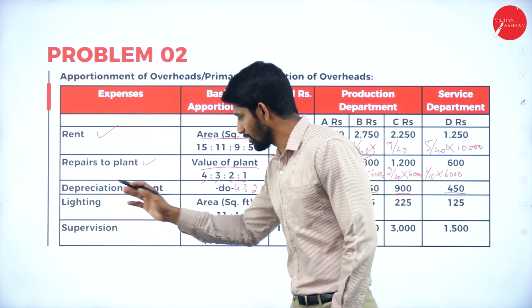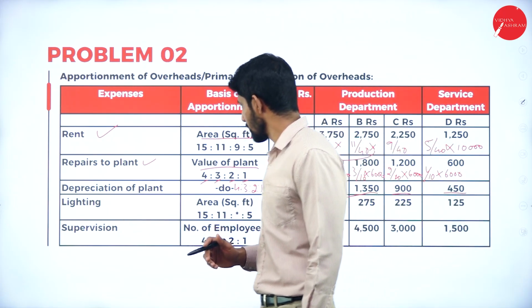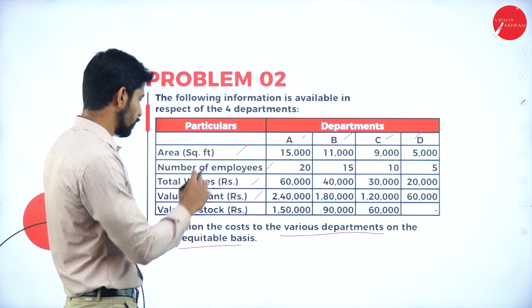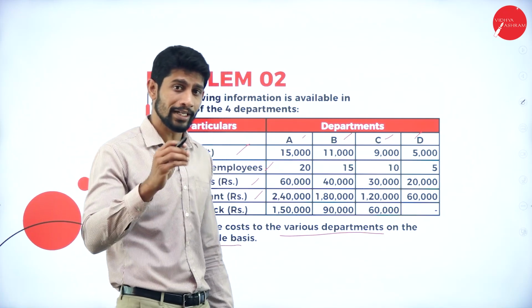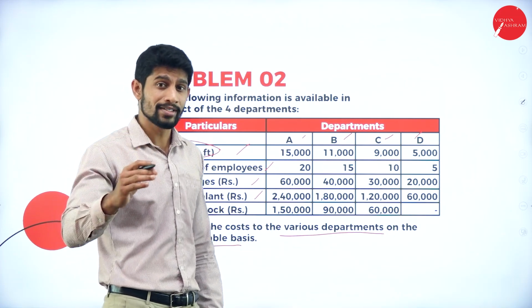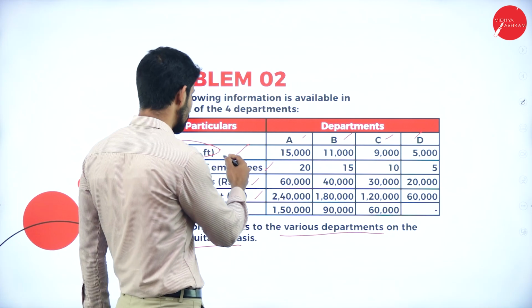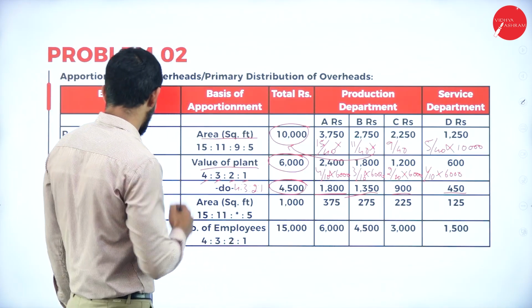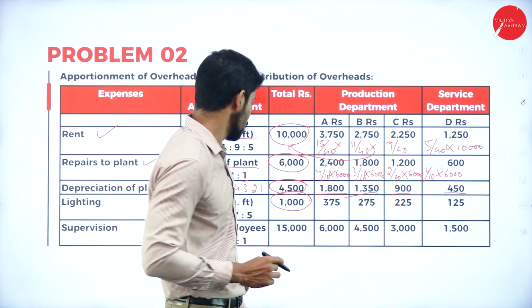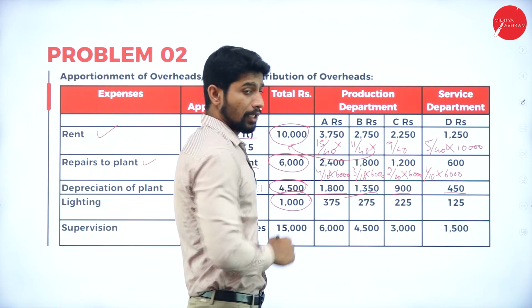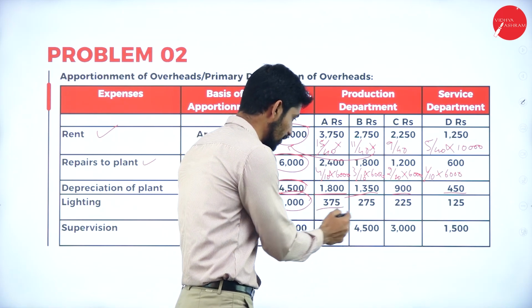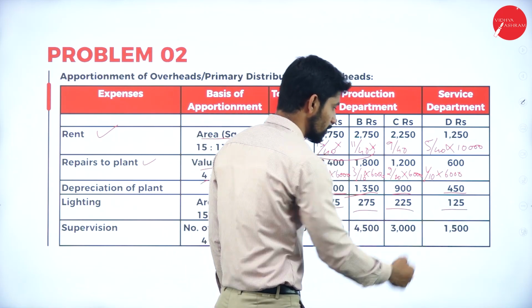Next, lighting. Again, the lighting is supposed to be distributed based upon the area. The number of lighting points is not given in this problem. If it is not given, then consider the area. So for lighting, 1,000 is the total. So for area, what is the ratio? It is 15 is to 11 is to 9 is to 5. So if you find out, 375, 275, 225 and you will get 125.